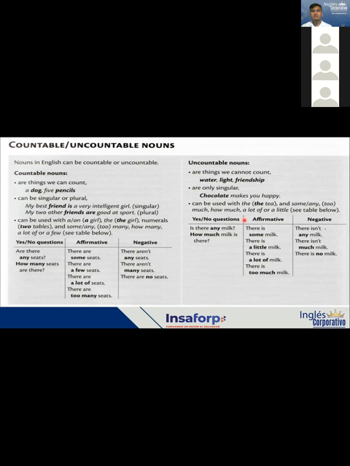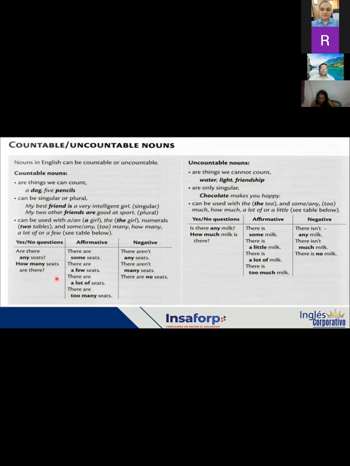Adriana, Marcela, help me read in the affirmative, please. Affirmative. There is some milk. There is a little milk. There is a lot of milk. There is too much milk. Okay, thank you very much. And the last part, let me see. Cecilia Melgar, please help me read in the negative forms or the negative sentences. The negative sentence.